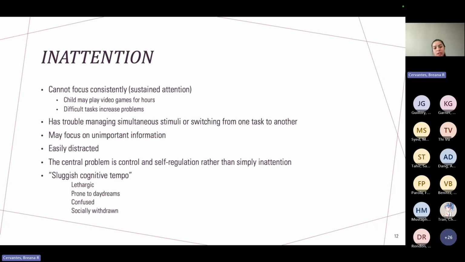And the central problem is really control and self-regulation rather than simply inattention. That kid I was talking about where we would be in the room and it was like he did not know we were there, did not feel like he really tagged that we were talking to him. He was this sluggish cognitive tempo type, so very slow and lethargic, seemed very socially withdrawn, very quiet and closed off, and in his own world, which was really that inattentive type. But we added this sluggish cognitive tempo because of these other additional markers.